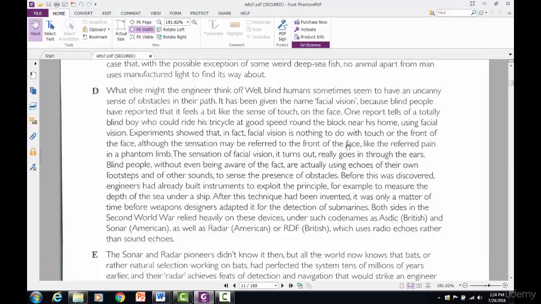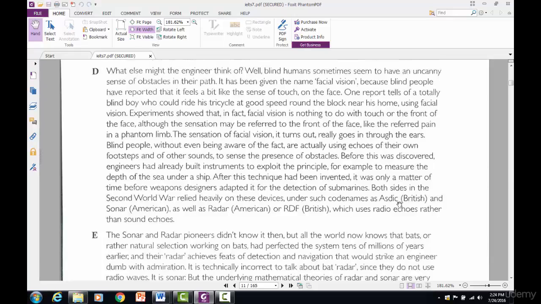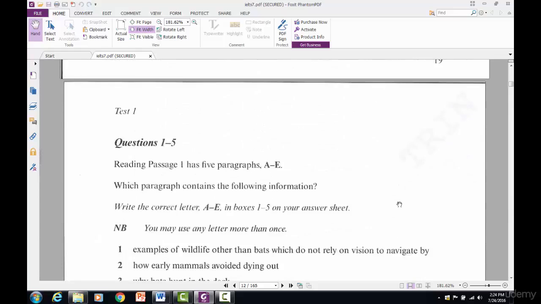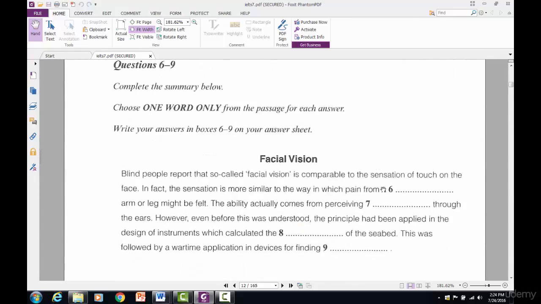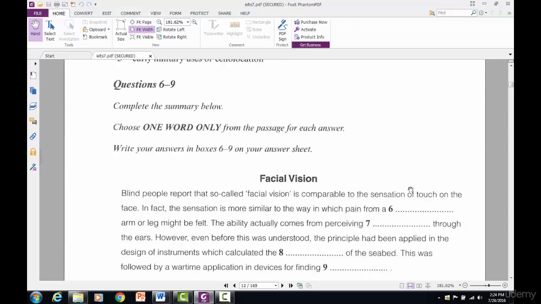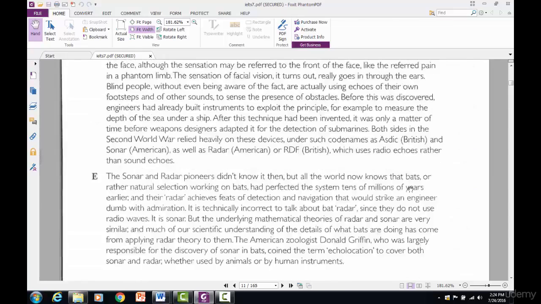All right, so let's go ahead and start with our summary question. So for number 6. It says, in fact, the sensation is more similar to the way in which pain from a blank arm or leg might be felt. So I need a sentence that's talking about pain and arm or leg. Okay, and that's going to give me number 6. Pain in arm and leg.